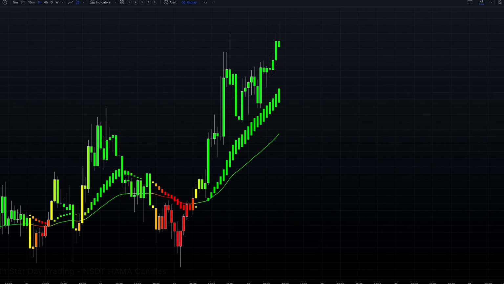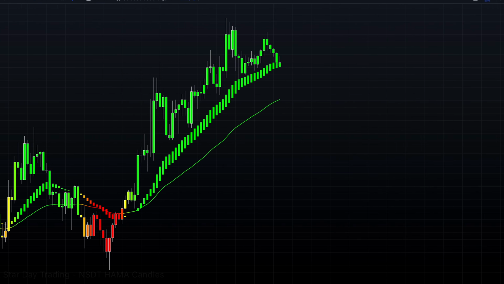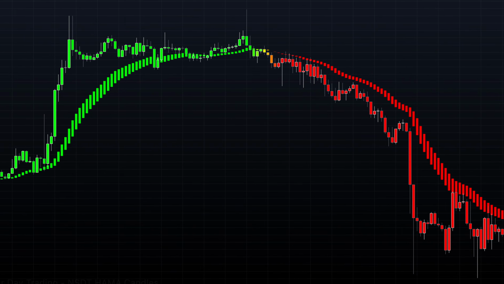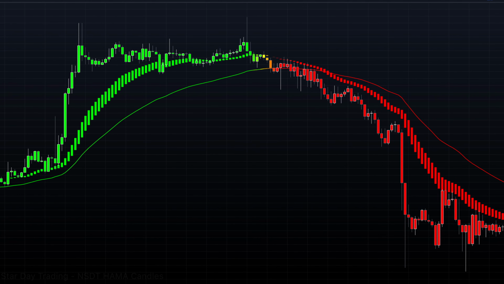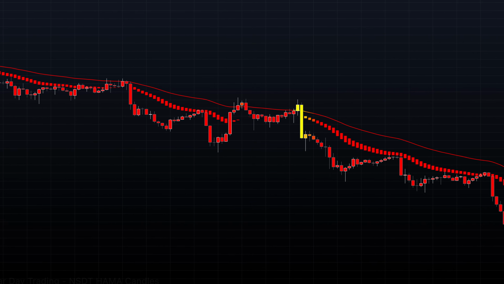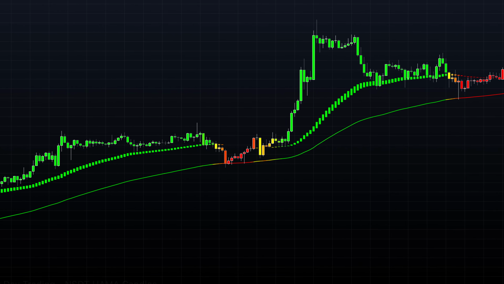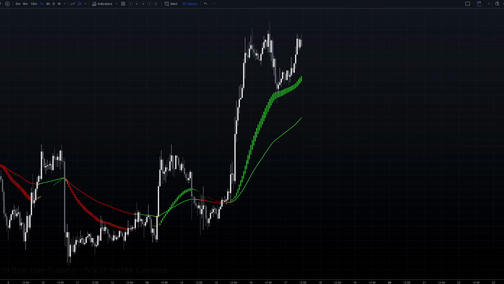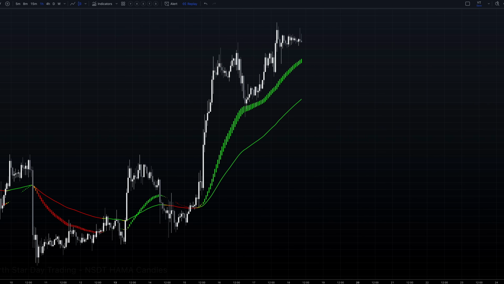If you like Heikin Ashi Candles for smooth trend identification, this HAMA Candles indicator might be just what you need. It combines Heikin Ashi with moving averages, potentially offering a more comprehensive view of the trend. I'll show you exactly how to apply it in your trading, but before that let me explain the overall concept. If you'd like to jump straight into the strategy, please use the time codes provided.